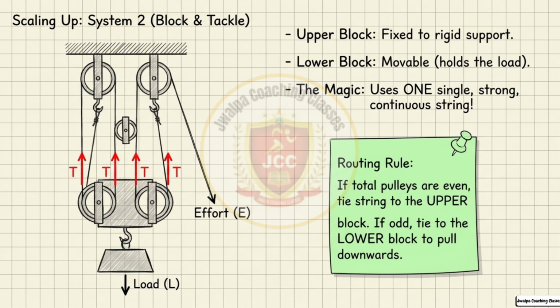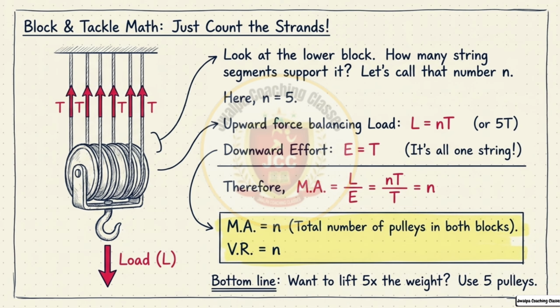Next up is System 2, the famous block and tackle. Here we have an upper block, which is completely fixed to a rigid support, and a lower block, which is movable and actually holds the load. The real magic of this system is that it uses one single, strong, continuous string. Pay special attention to the routing rule highlighted here. If the total number of pulleys is even, you tie the string to the upper block. If it's odd, you tie it to the lower block to ensure you're pulling downwards at the end. It's a neat little trick. Basically, what we have learned here is the physical setup and the crucial routing rules for building a block and tackle system.